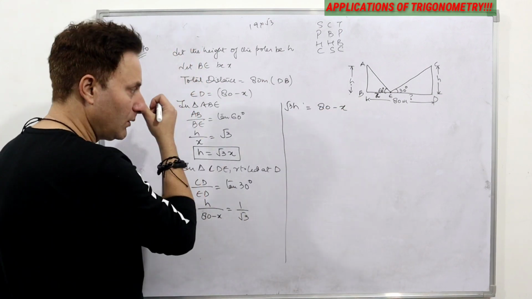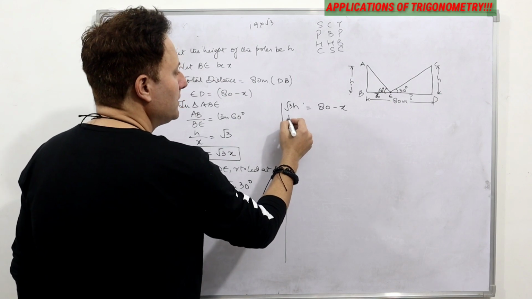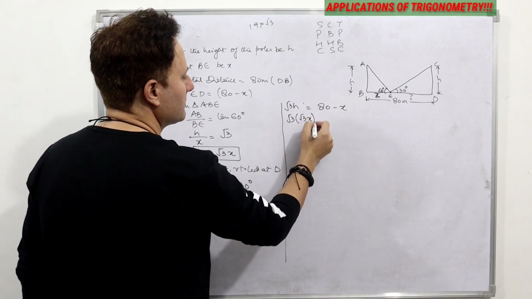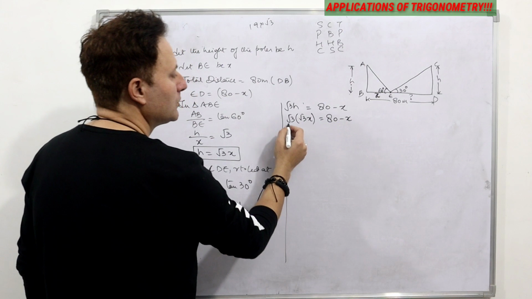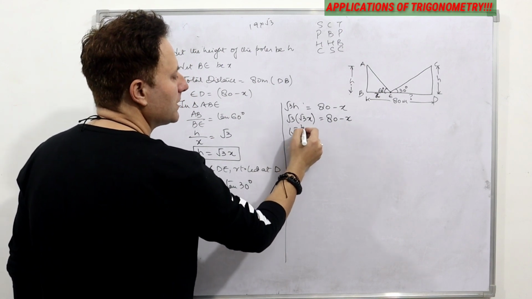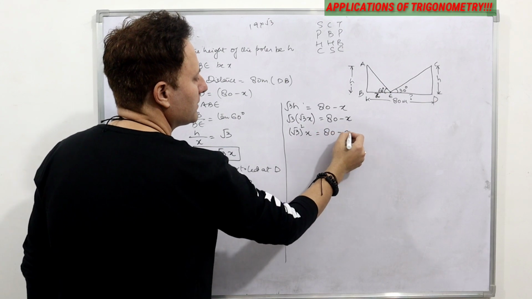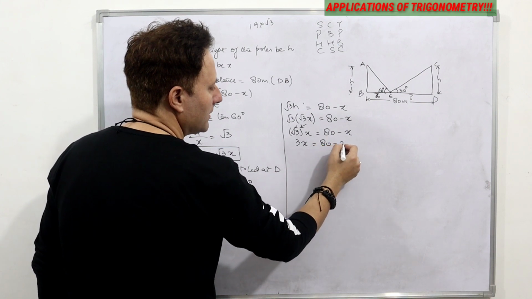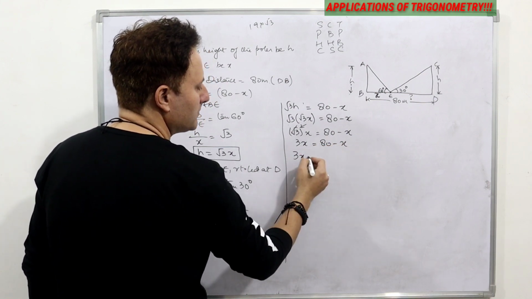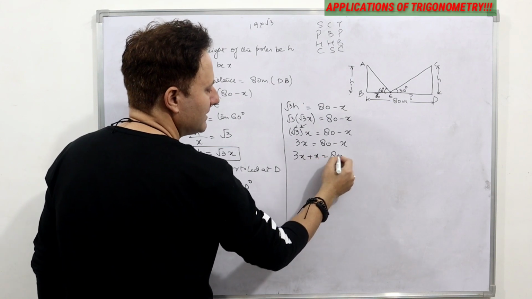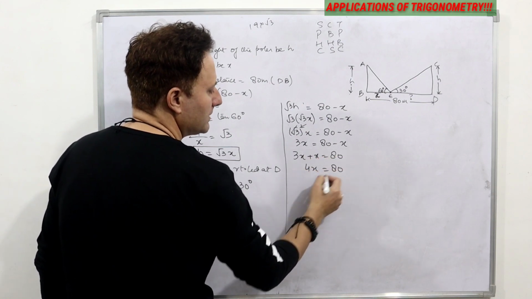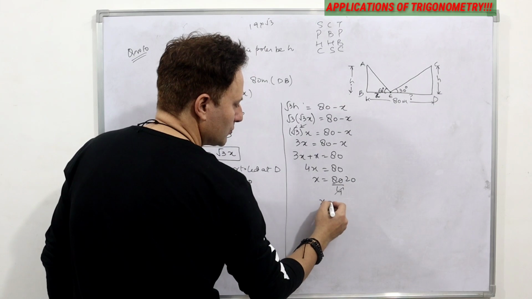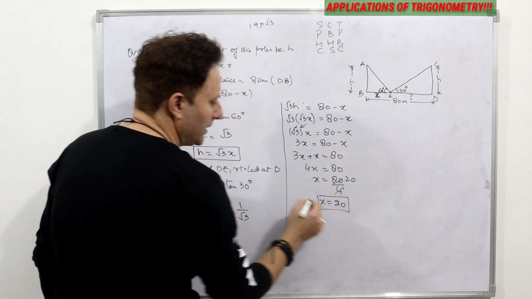Right guys? Now root 3h, we have the value of h as root 3x, is equal to 80 minus x. So root 3 multiplied by root 3 is root 3 square. X is as it is, 80 minus x. Square and root gone. So we have 3x is equal to 80 minus x. 3x plus x this side is equal to 80. This is 4x is equal to 80. X is equal to 80 upon 4, that is 20. So the value of x is 20.